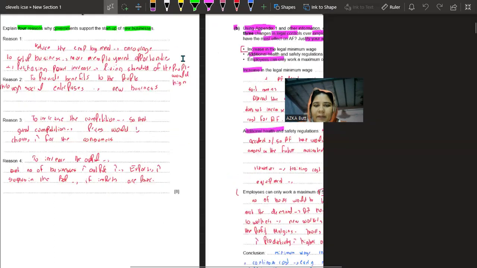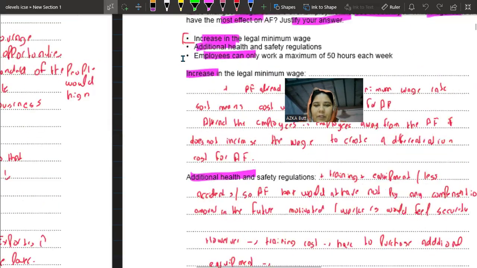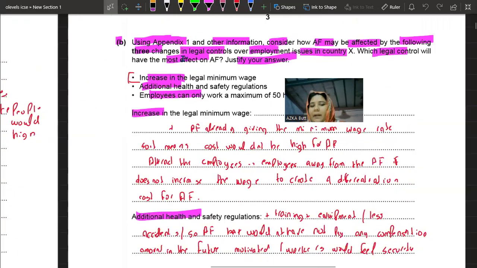Okay, and after that we have the B part. In the B part, they are asking us to use Appendix 1 and other information. It means that we have to write the information which we will see in Appendix 1, and also talk in the context of the other information which is written in the case study.